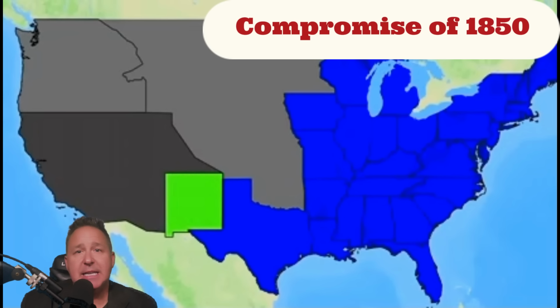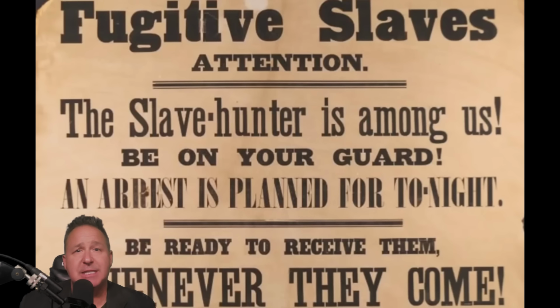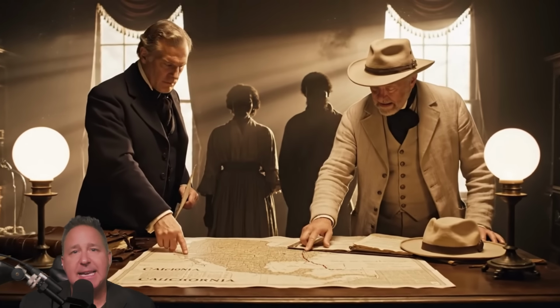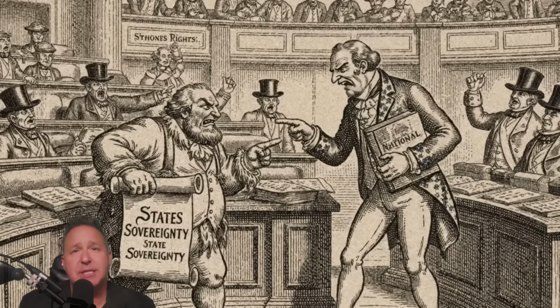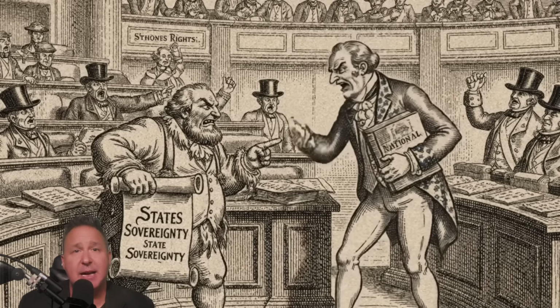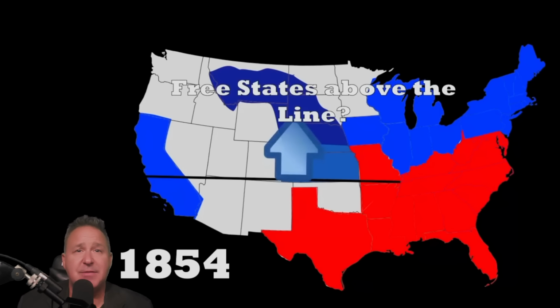Then the Compromise of 1850. California entered as a free state, but the government in turn strengthened the fugitive slave law. So one side gained something and then the other side gained something, but it felt like both sides were losing and still got angrier.